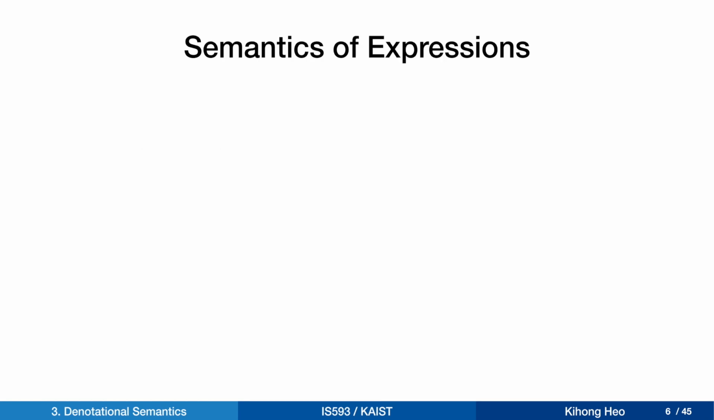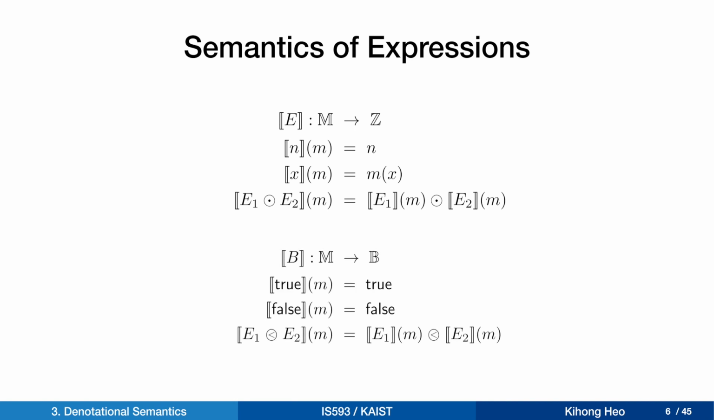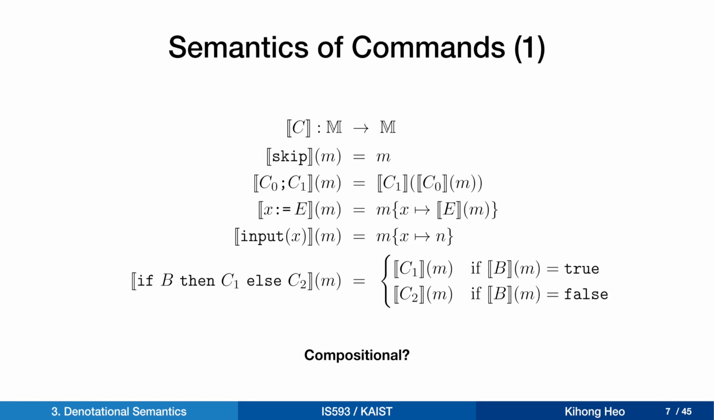As you might already notice, we've already used this concept in the previous lecture when we defined the semantic functions of expressions. The meaning of each expression is a function that takes a memory as an input and returns an integer or boolean value. Here we have the same definition of the arithmetic and boolean expressions. Okay, then let's define the semantic functions for commands now.